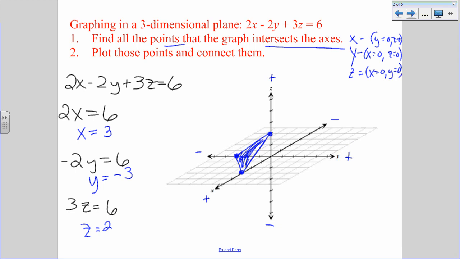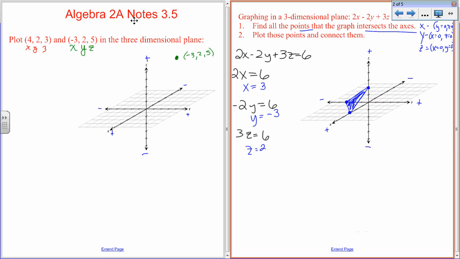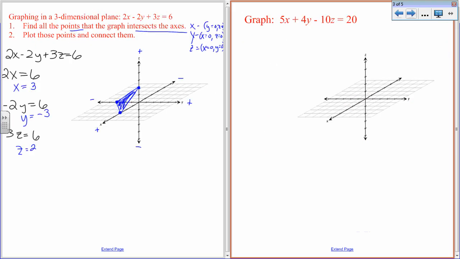Let's try example 4. I'll go to a split screen here so some of you can copy that down. So we want to graph 5x plus 4y minus 10z equals 20. Austin Hoffman, how would I find the x-intercept? 5x equals 20, so we do 20 divided by 5 and get x is equal to 4. Beautiful.